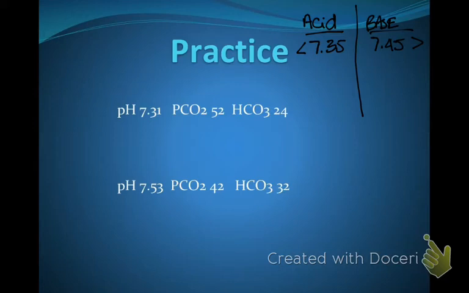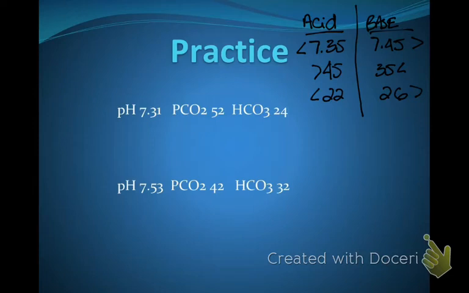Now the CO2 you have to kind of switch around, right? Because if it's greater than 45 or less than 35, CO2 is related to acid, so the more CO2 you have, the more acidic a state you're going to be in. And then bicarb is 22 to 26. If it's less than 22, you're going to be in an acidic state, and greater than 26, you're in an alkalotic state.